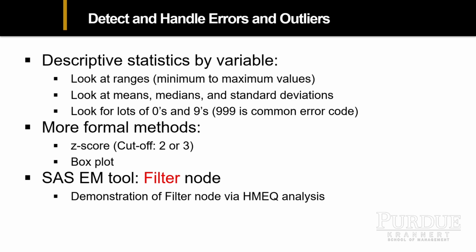And we also have some more formal statistical methods to detect errors. For example, we use z-score, and we can use box plot in the graph plot nodes. And in SAS Enterprise Miner, we can use a node called the filter node. So we're going to use the HMEQ data we analyzed, and we're going to illustrate how to use the filter node to figure out the outliers and errors in the dataset.